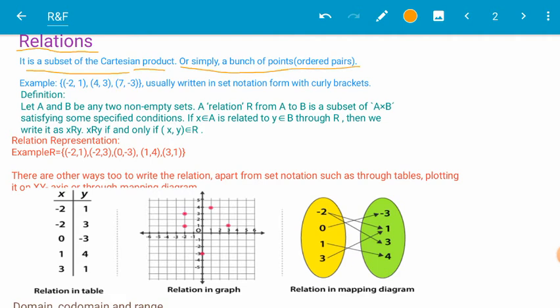If you represent some ordered pairs in curly brackets, it shows you a relation. For example, (-2, 1), (4, 3), (7, -3) written in curly brackets is called a relation. This representation is nothing but set notation. What is the mathematical definition of relation?